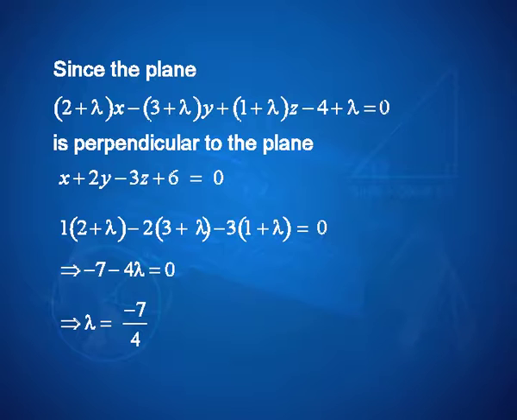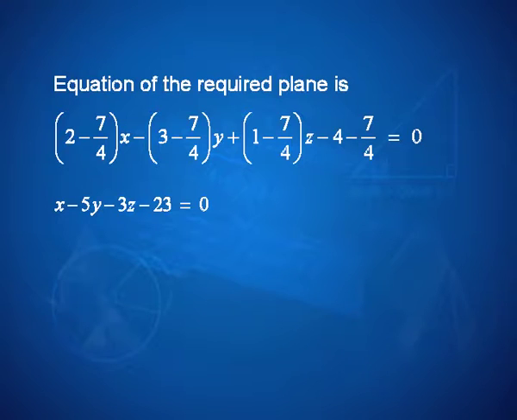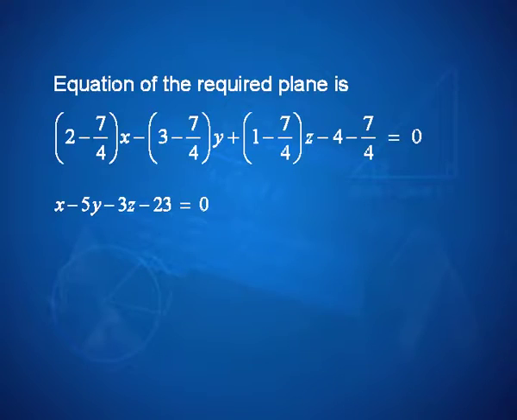Substituting this value in the equation derived earlier, we get our required equation of the plane as x minus 5y minus 3z minus 23 equal to 0. Also remember that the question asks for the vector equation. So, you translate this equation into vector notation and it turns out to be r dot (i cap minus 5 j cap minus 3 k cap) equal to 23 as the required equation of the plane.